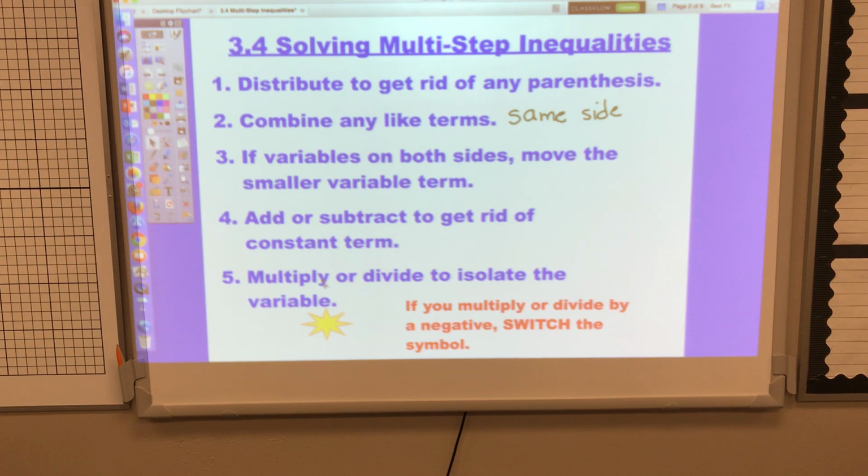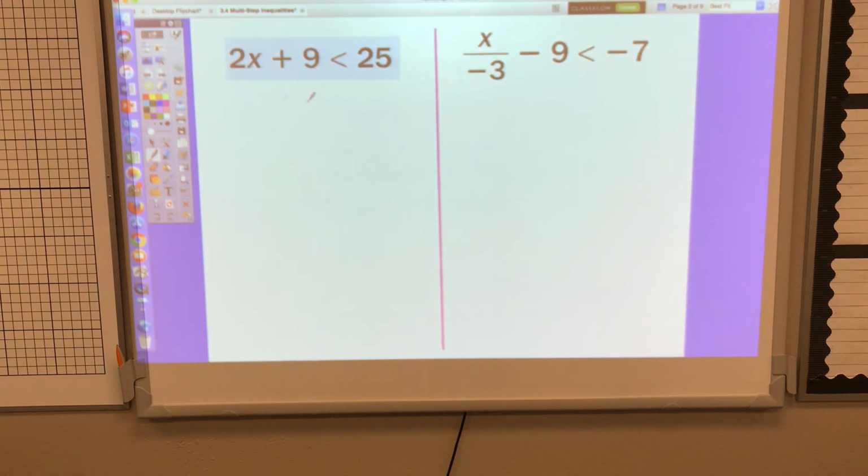Key part down here: if you multiply or divide by a negative, you need to remember to switch your symbol. That symbol needs to change to the opposite direction because we're changing that inequality by a negative number, an opposite number. So let's look at some of these.